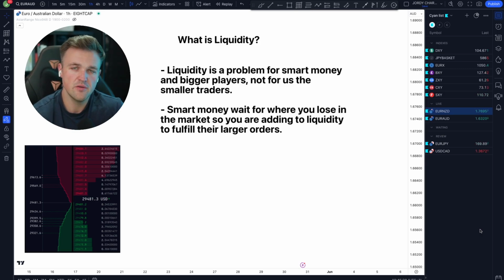They're not, well, they might be manipulating, but they're just waiting for markets to push higher and higher, where they know a lot of people will get stop lossed, and there is where they have their orders pending, because they know these losses in the market are going to be added to the liquidity just to fulfill their large orders.